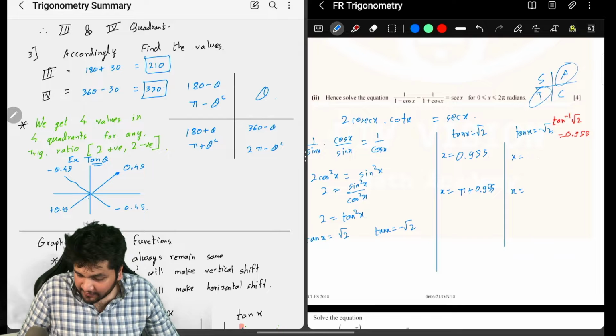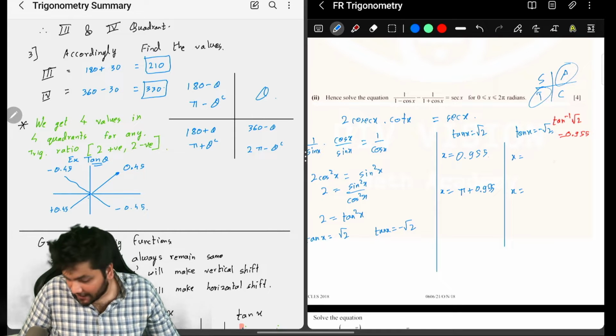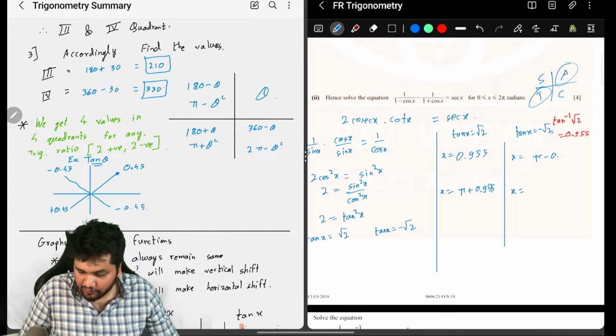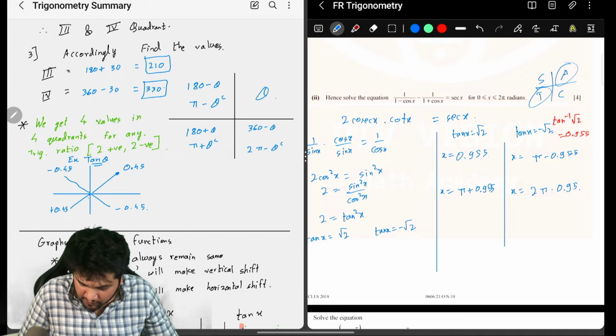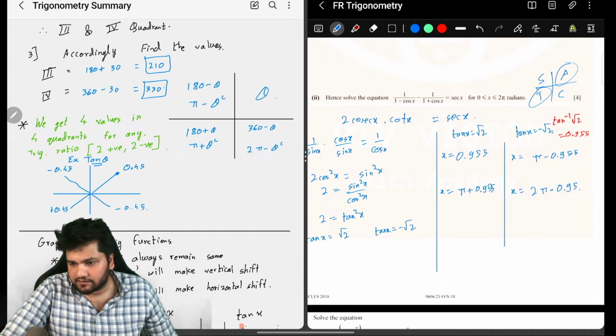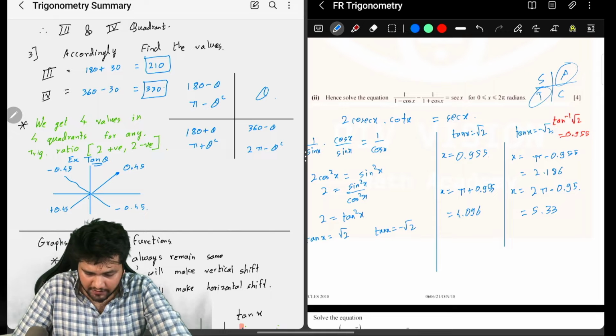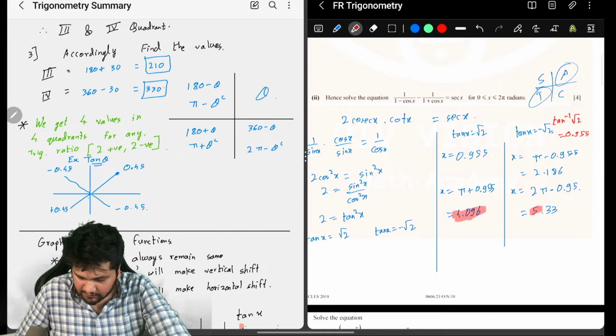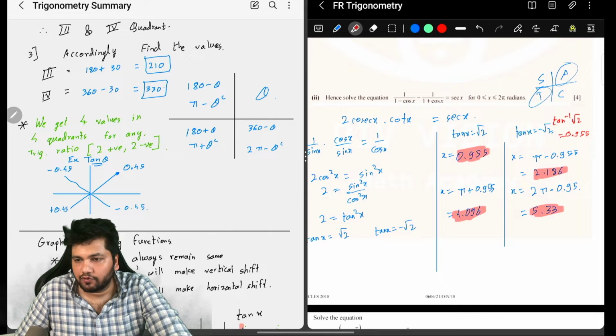On the other hand, here when it is negative, it's going to be second quadrant and fourth quadrant, which is going to be pi minus 0.955 and 2 pi minus 0.955. So these are the values you will get. Now of course you can use calculator and you can find the answer. So these are the values you will get using calculator. This and this, all the four values.